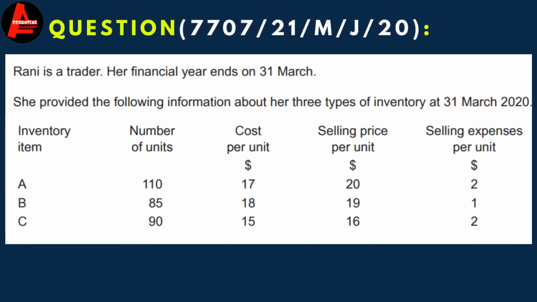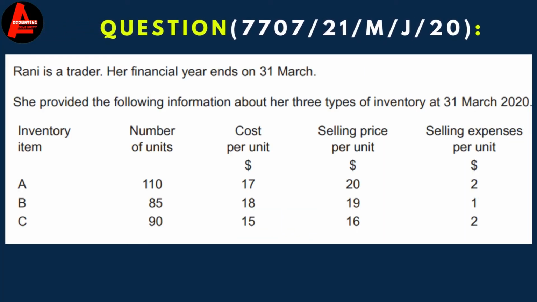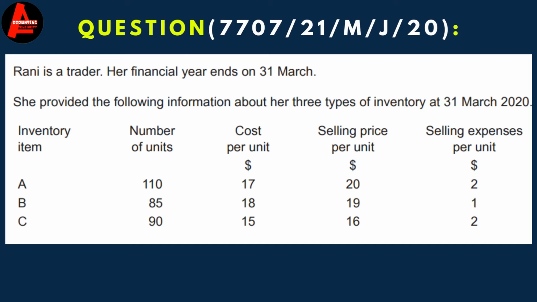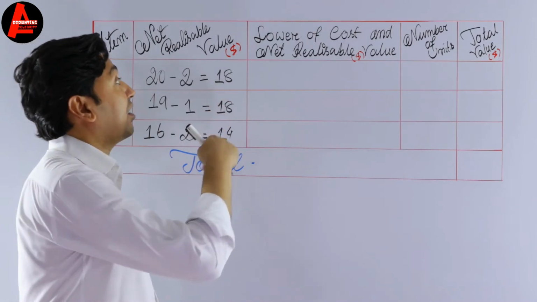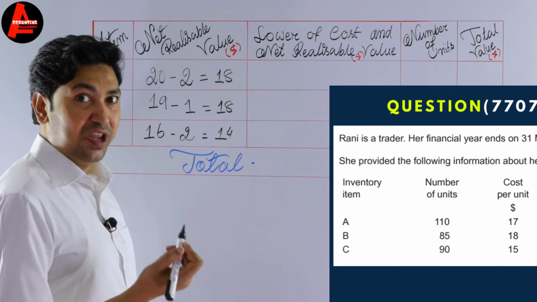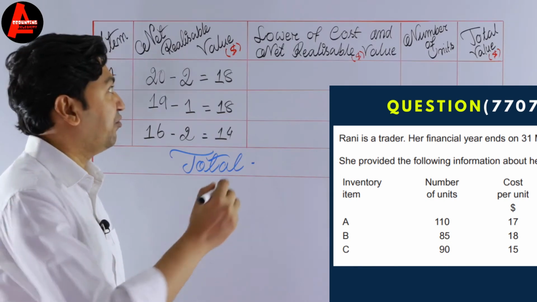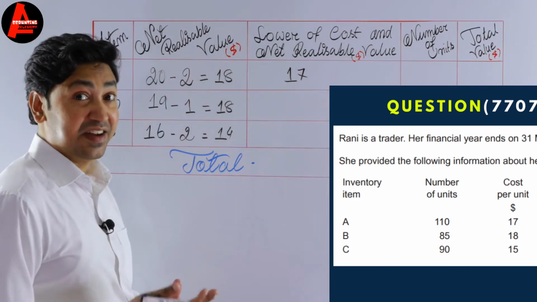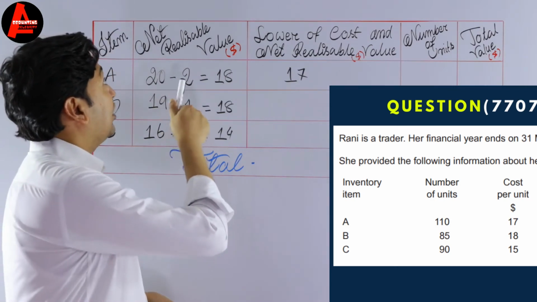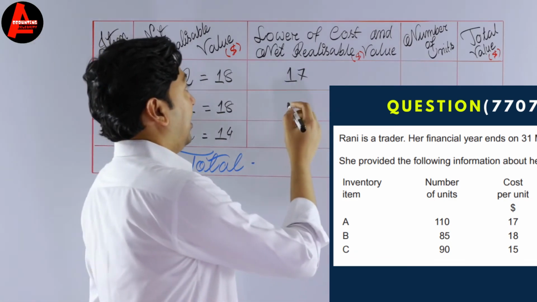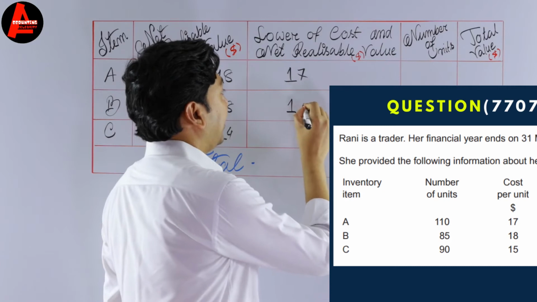Let us have a look at the questions once again. So we have here cost price. For A it is $17, for B it is 18, for C it is 15. For A the cost price is lower, cost price is here 17, so we will write the lower price, which is 17. Then for B, cost price is here $18. Even net realizable value is $18. So same, we can choose any one of them. Let us write here 18.